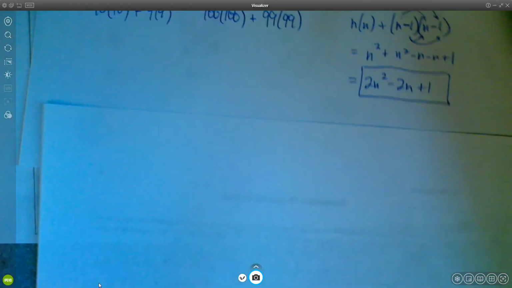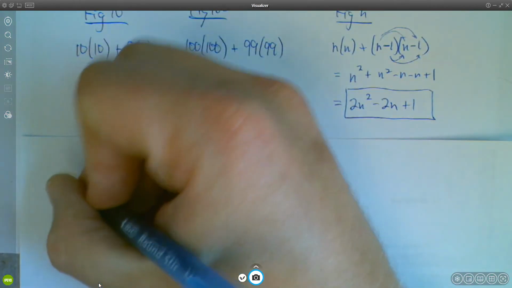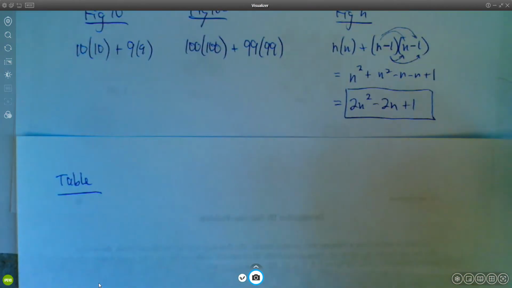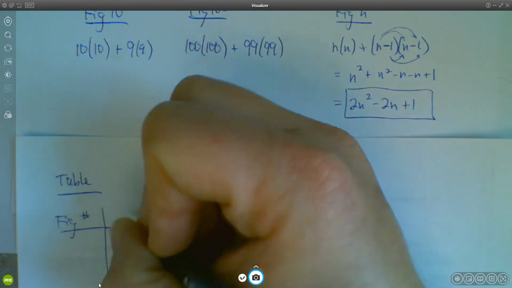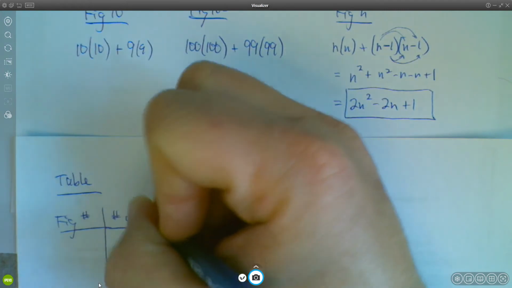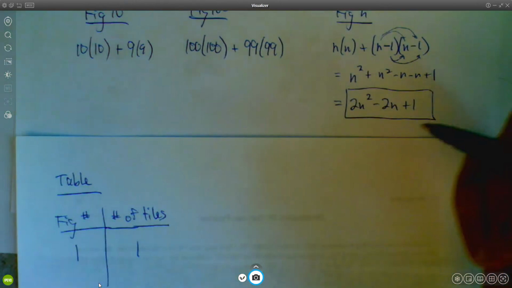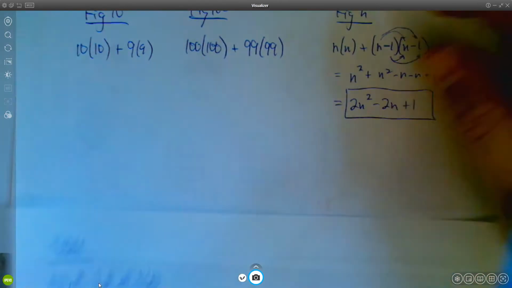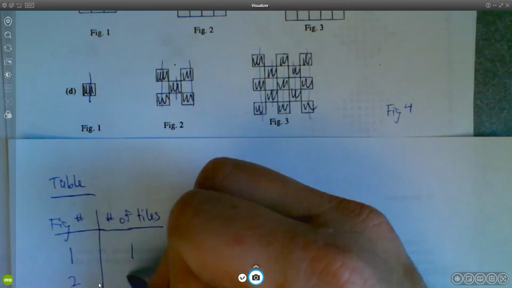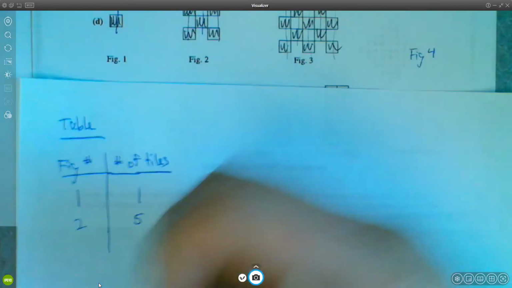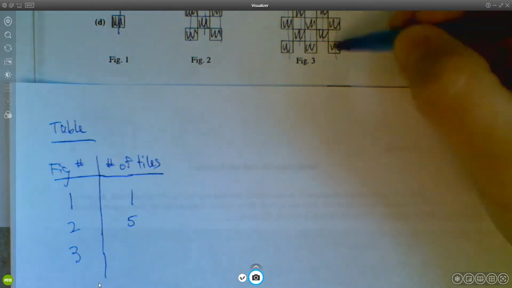Okay. So this is what we came up with, right? So now if we wanted to make a table, we could have figure number and then number of tiles. In figure 1 there was 1 tile. In figure 2 there were 5 tiles. In figure 3 there were 1, 2, 3, 4, 5, 6, 7, 8, 9, 10, 11, 12, 13 tiles.